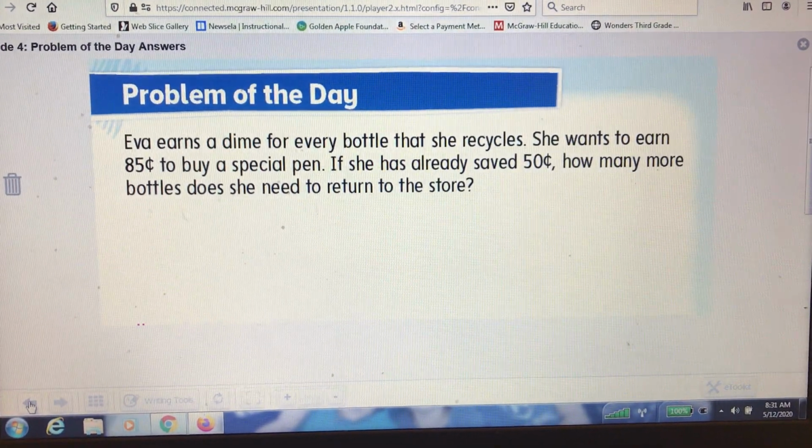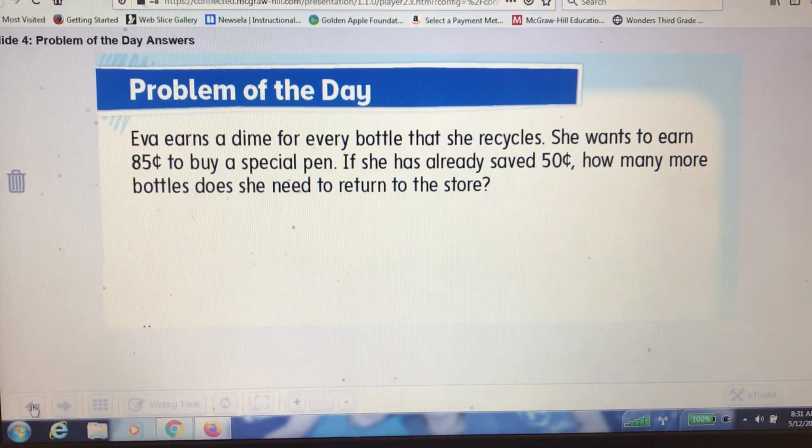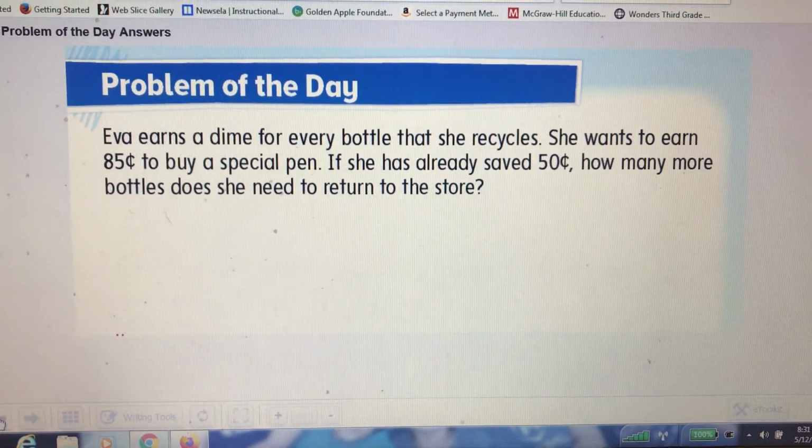Thought we'd start today off with a problem of the day. We haven't done one of these for a while, so take a look at it, pause the video, see if you can get the right answer before you pause the video.